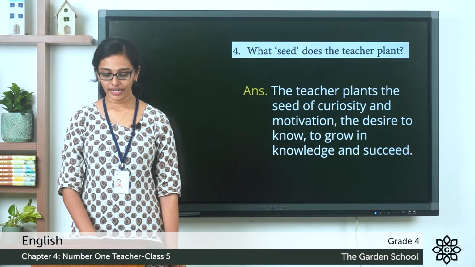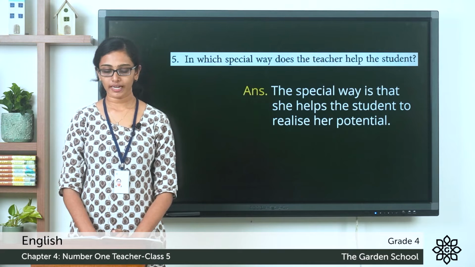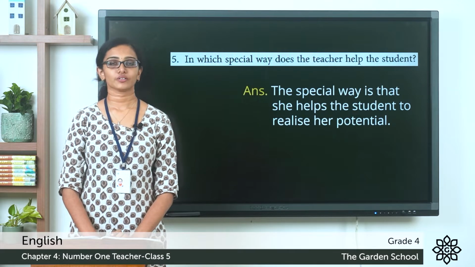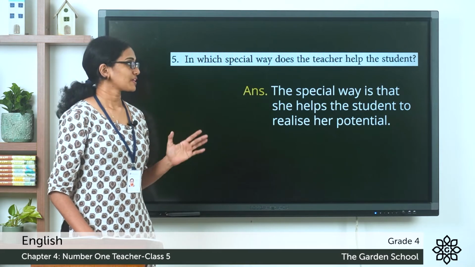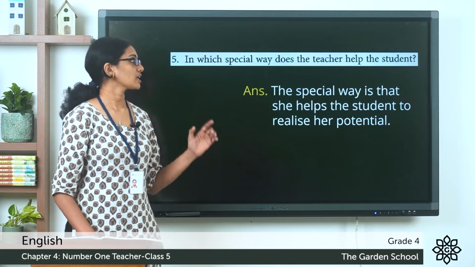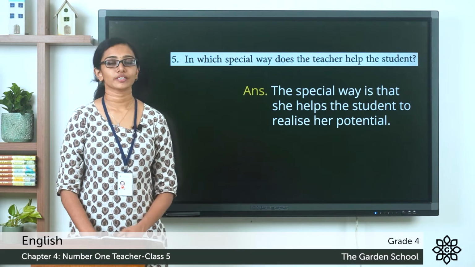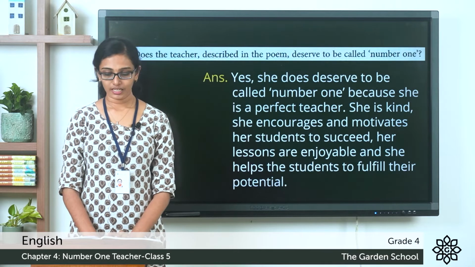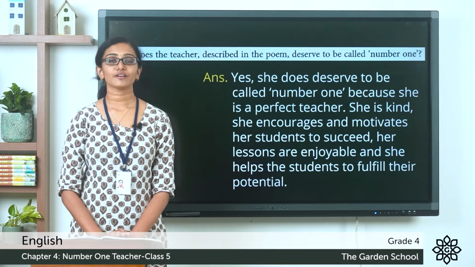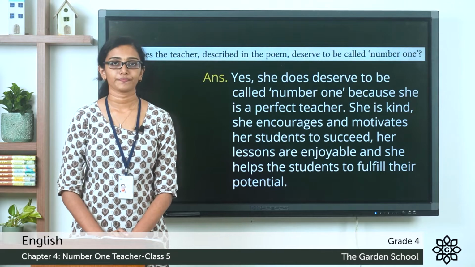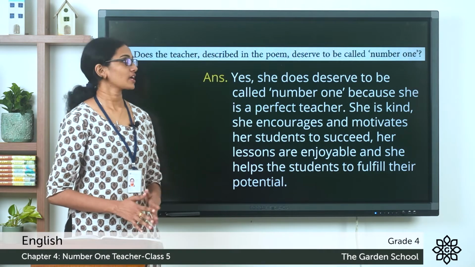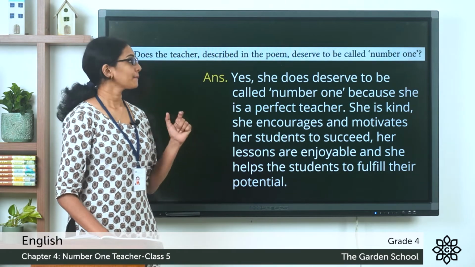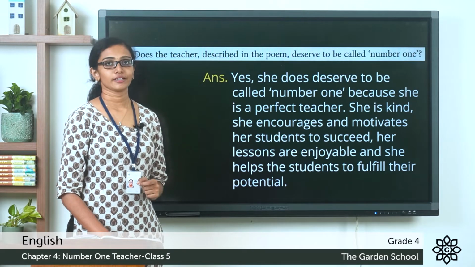Now question number 5. In which special way does the teacher help the student? The special way is that she helps the student to realize her potential. Now question 6. Does the teacher described in the poem deserve to be called number 1? Yes, she does deserve to be called number 1 because she is a perfect teacher.